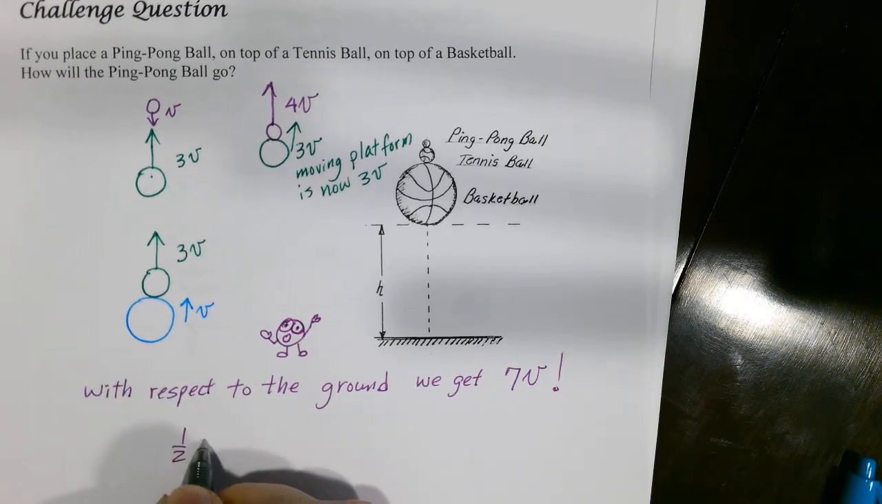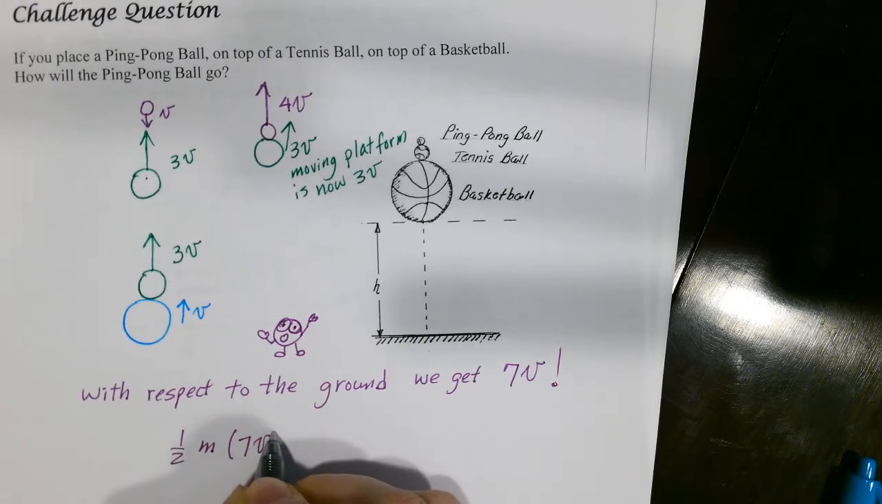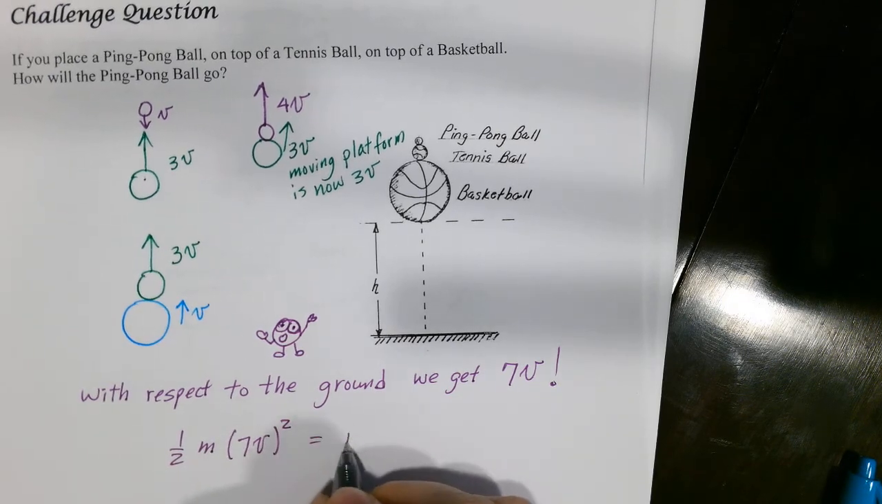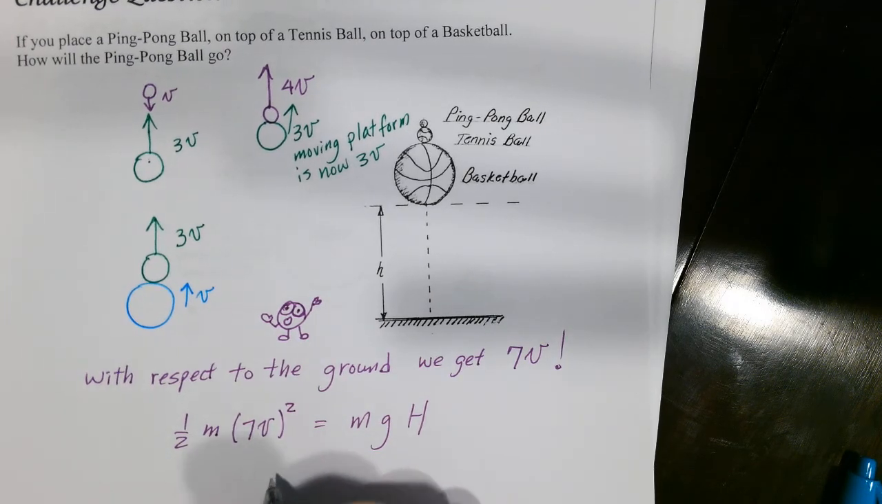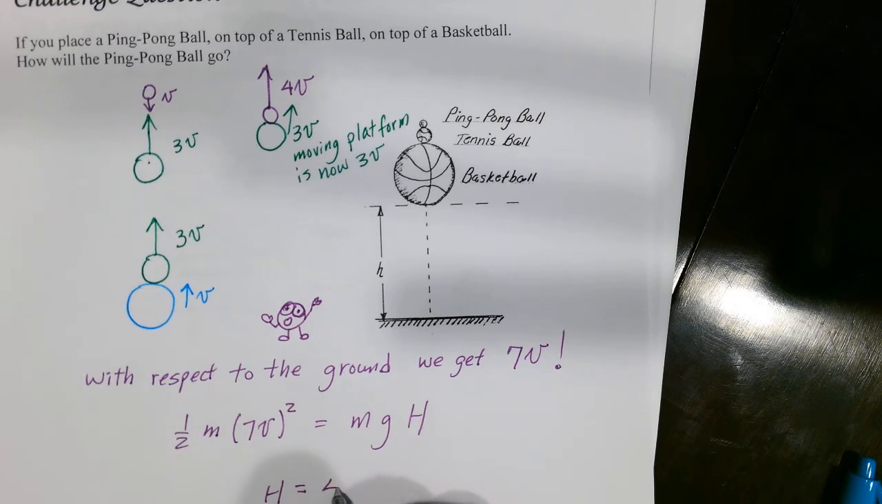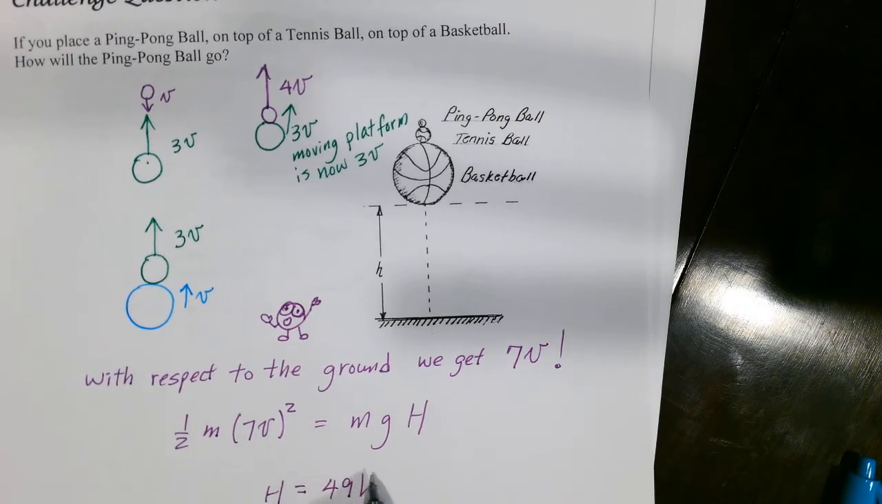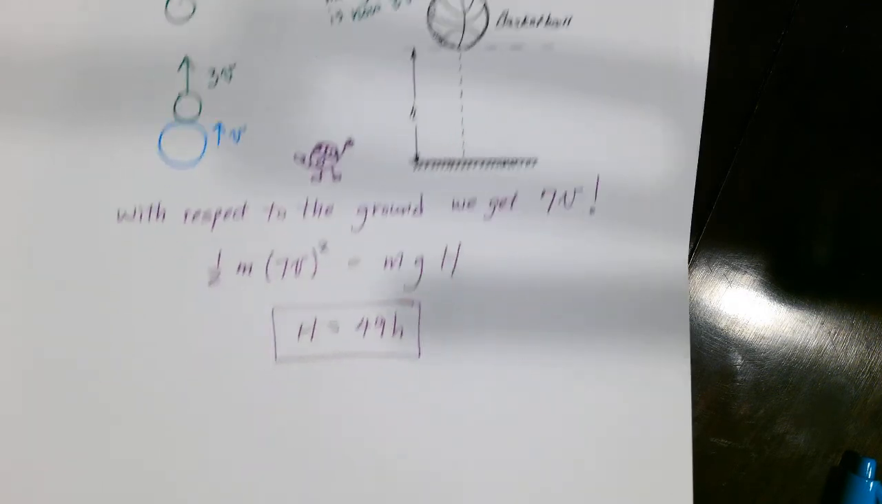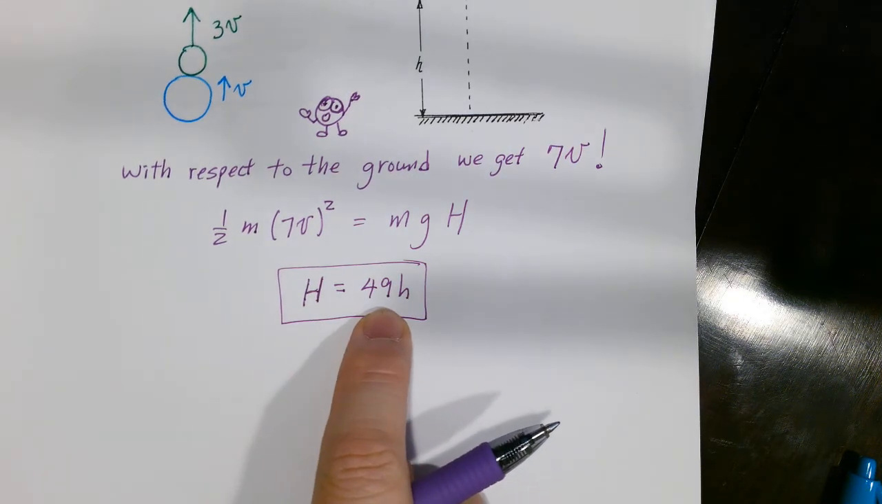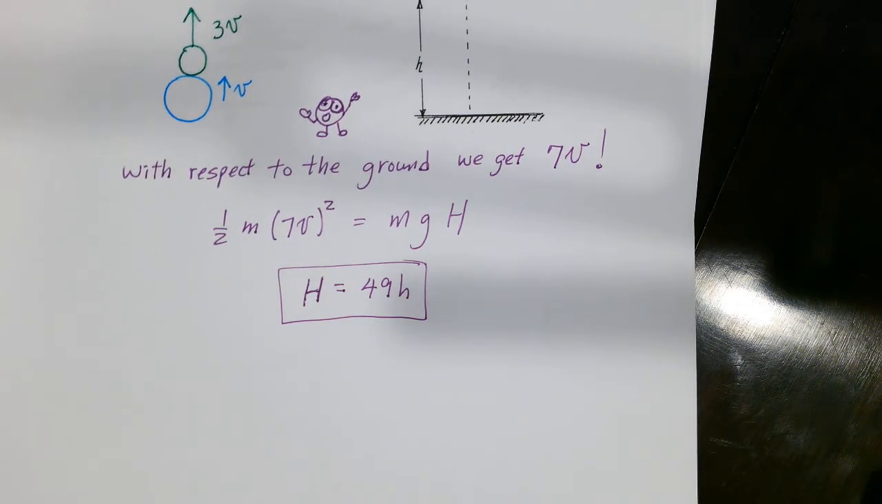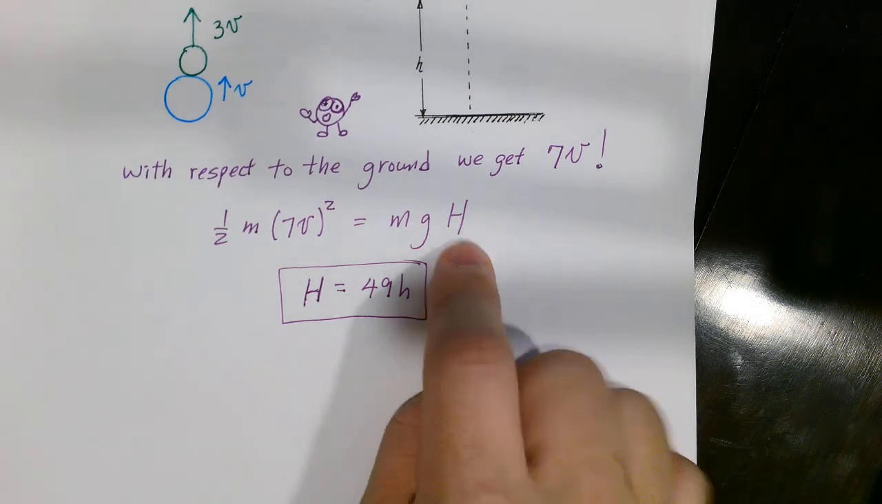Therefore, 1/2 m times (7V) squared is equal to mgh, right? So now h is equal to 49 times the normal h. So it's going to go up 49 times higher. Now, if it's perfect, I mean, there's no energy lost and so on, in that case, it's going to go 49 times higher than the normal height, okay? Where it's dropped from.